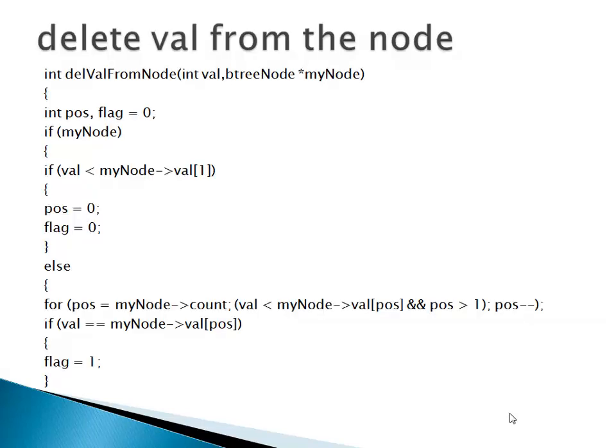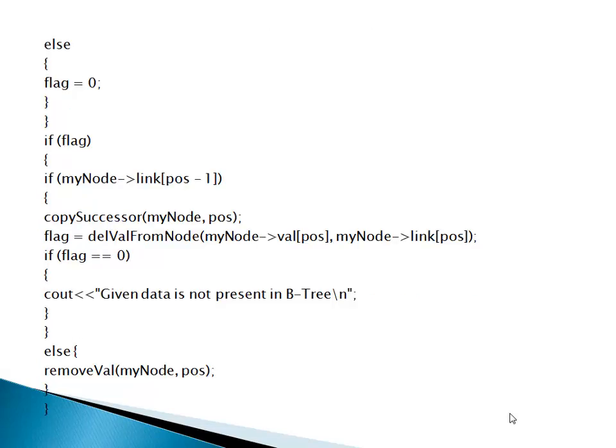Now delete the value from the node. So deleting value from a node. So first, if value is less than my node of value of 1, then position will be 0 and flag will be 0. Else for position of my node, here we are going to get the position and we are going to set the flag value as 1. That is, if we find the value in that particular node, then flag value is equal to 1, else flag equal to 0.